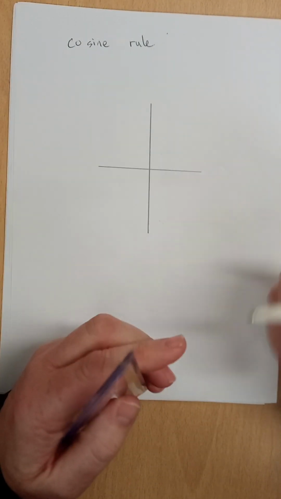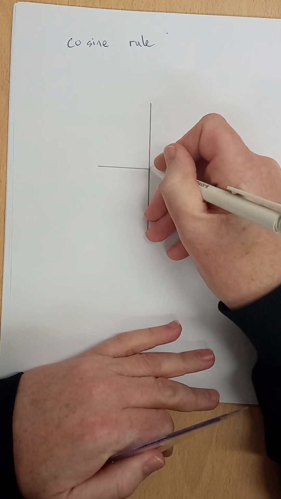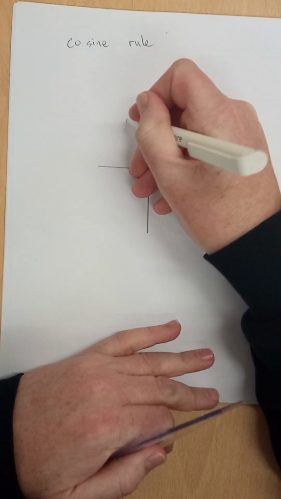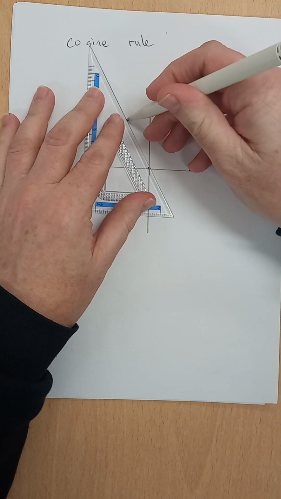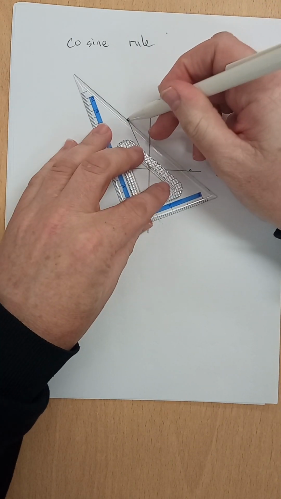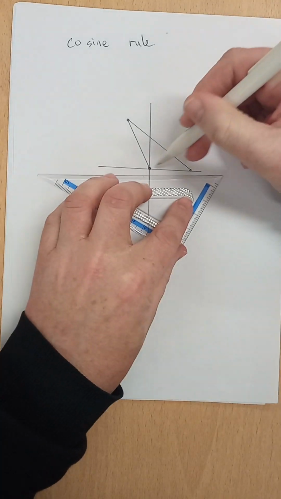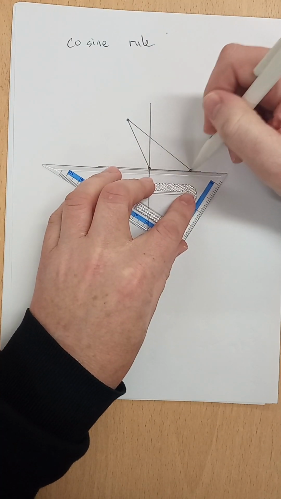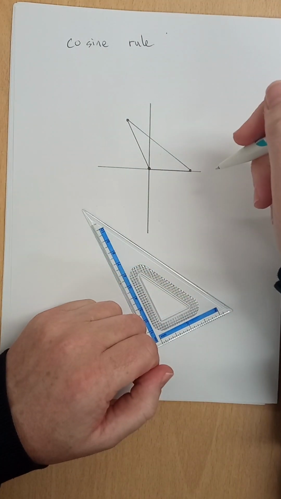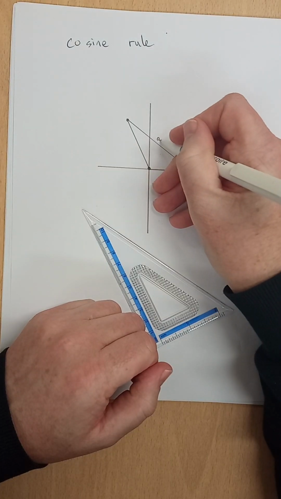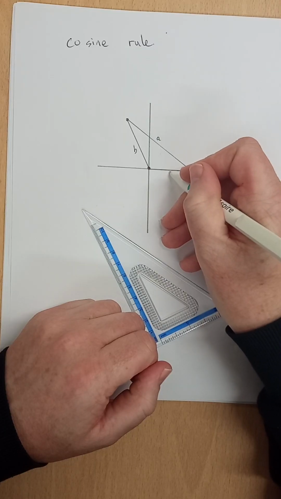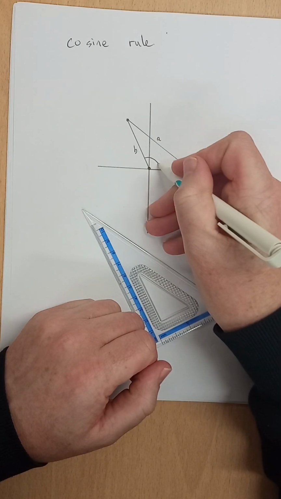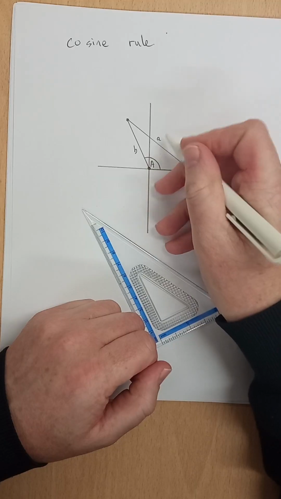I'm going to use my xy axis here to help me. I'm going to plot 3 points, and join these 3 points into a triangle. And I'm going to label these 3 sides. I'm going to call this side a, this side here b, and this side here c. And I'm going to label this angle as capital A because it's always opposite.